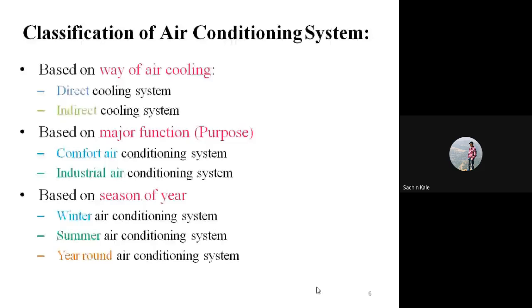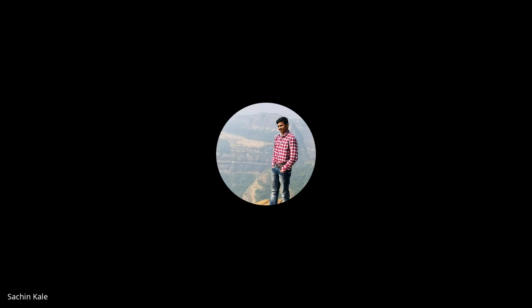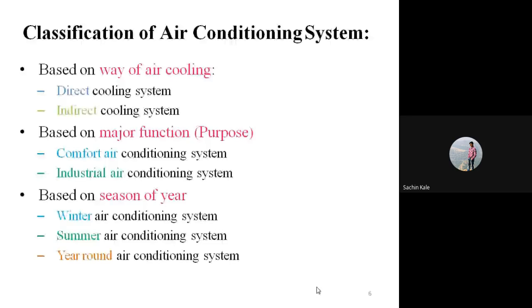Most of the time this question will be asked in your university exam: classify the air conditioning system. At that time you have to classify the air conditioning system by considering these four points. The fourth point is nothing but based on arrangement of equipment. Whatever equipment we are using in the air conditioning system, based on the arrangement of that equipment, there will basically be two types of air conditioning system.